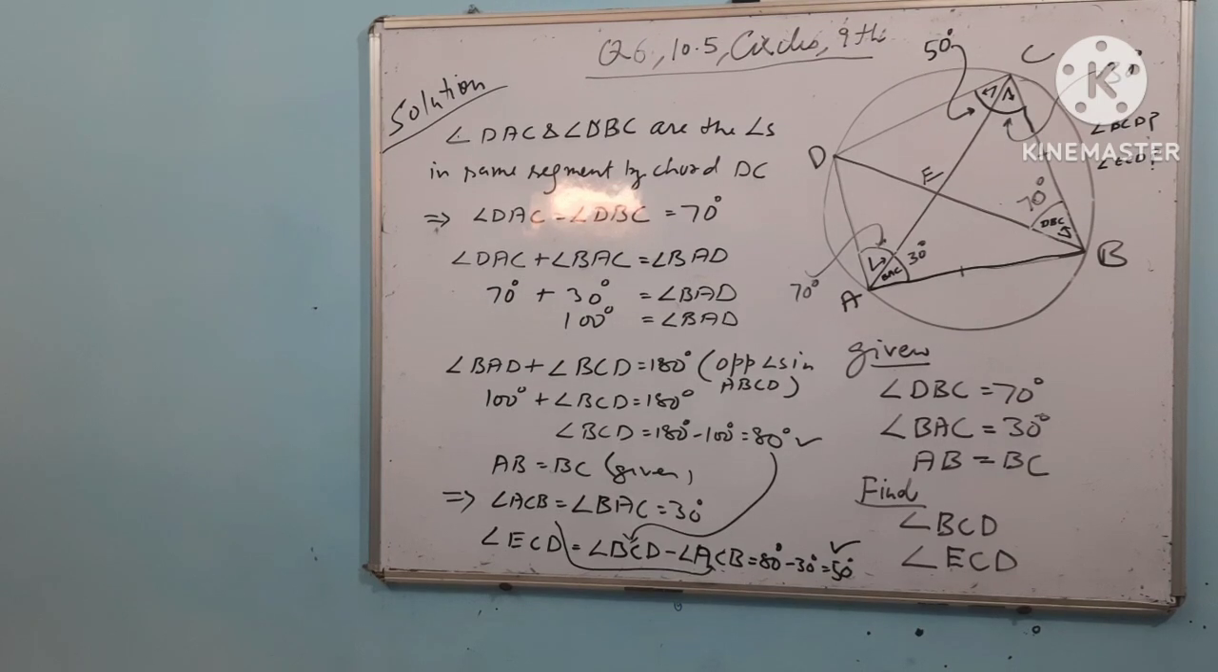Now, angle ECD is equal to angle BCD minus angle ACB. Angle BCD has been found equal to 80 degrees, and ACB we have just seen is 30 degrees. So, angle ECD would be equal to 50 degrees.